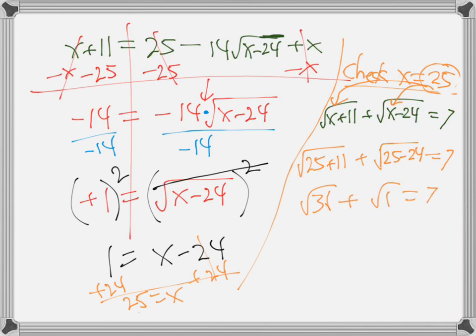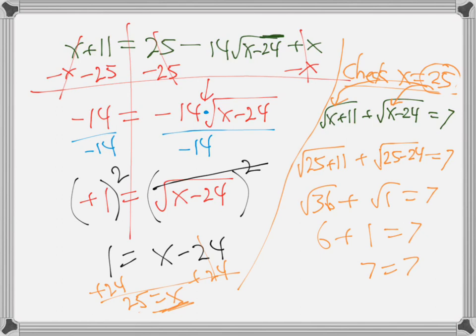All right, does it work? Yeah. 6 plus 1 equals 7. We all good? Square root of 36 is 6, square root of 1 is 1. It works after all. 25 is the real answer. So that's the real answer. Good job on that. All right, how we doing?